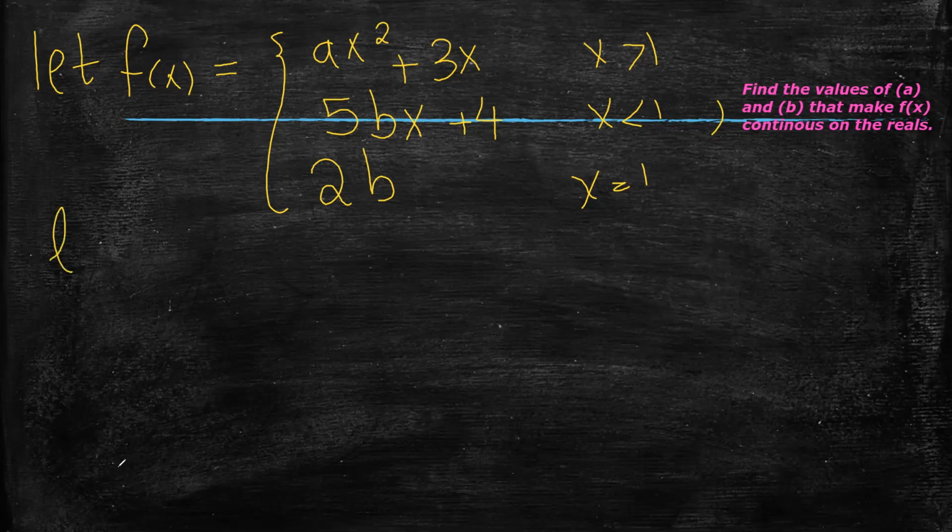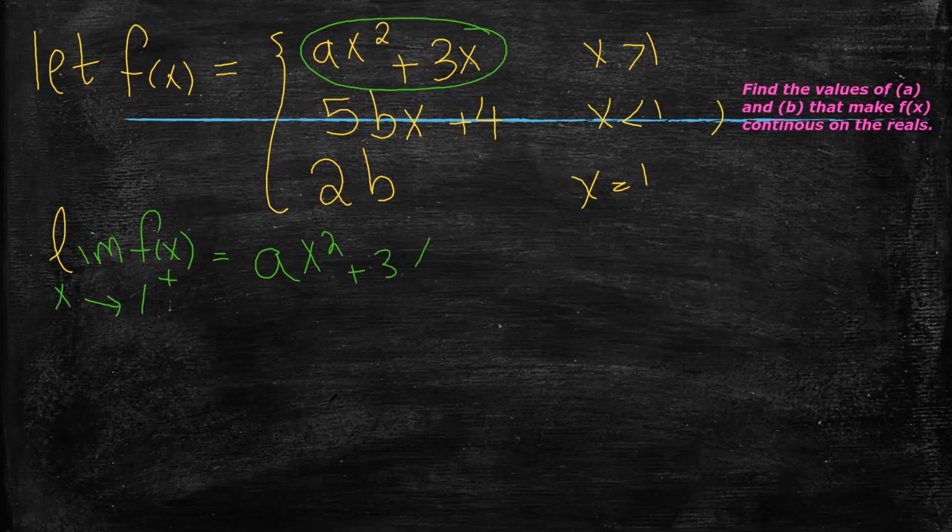The limit of f of x when x approaches 1 from the right. From the right means x is greater than 1, so I will use this function, ax squared plus 3x. A times 1 is a, so a plus 3 is equal to the limit of f of x when x approaches 1 from the right.